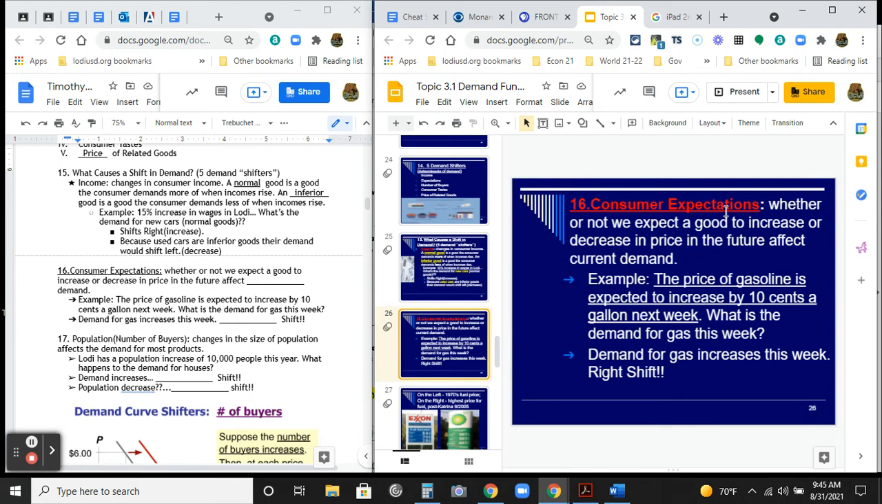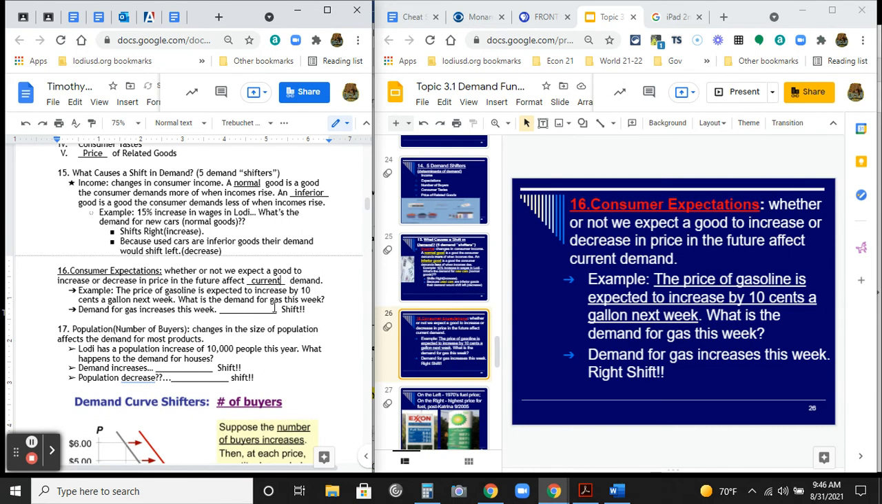Anyway, consumer expectations. Whether or not we expect a good to increase or decrease in price in the future will affect current demand. So this is about current demand. How much do I want something right now? Well, if I know the price is going to go down in the future, I'm going to want to wait to buy it. I'm going to wait for the sale. But if I know it's going up, I want to load up because I don't want to be hit by the price increase.